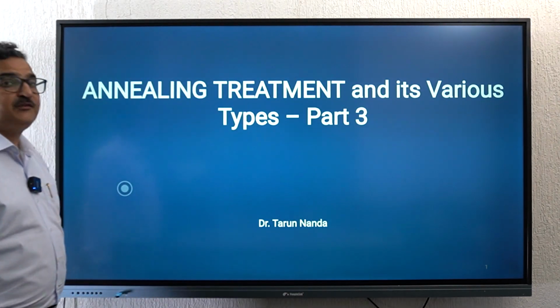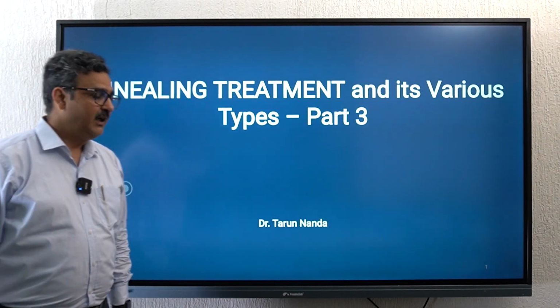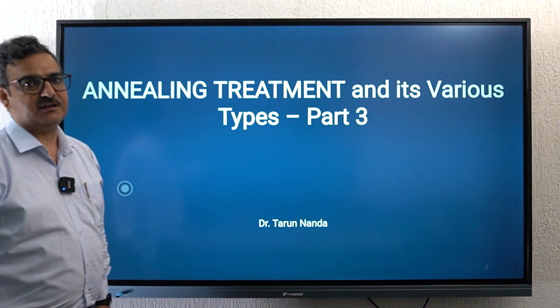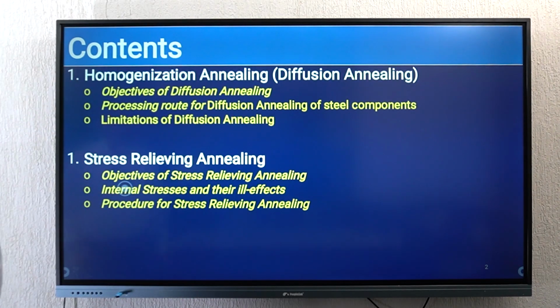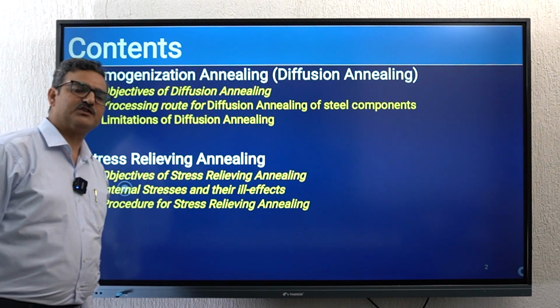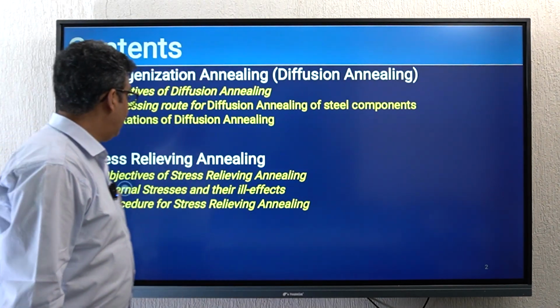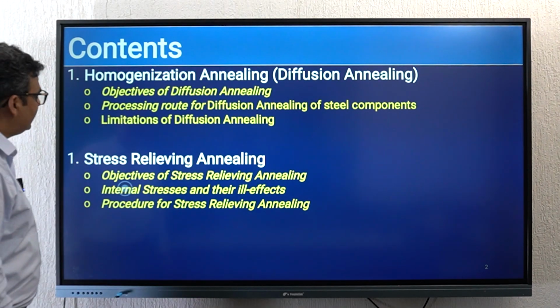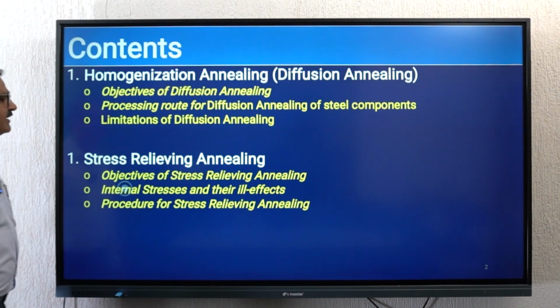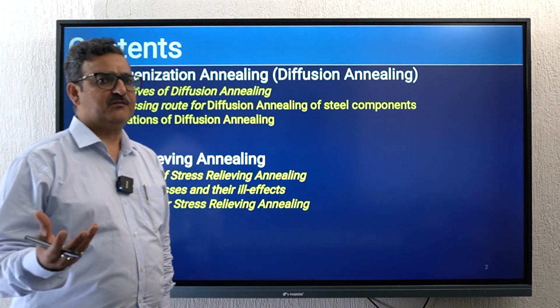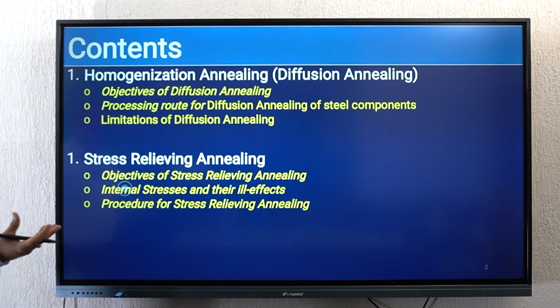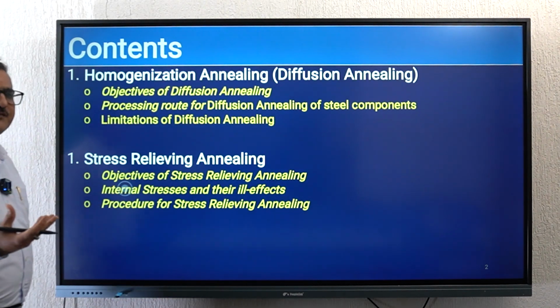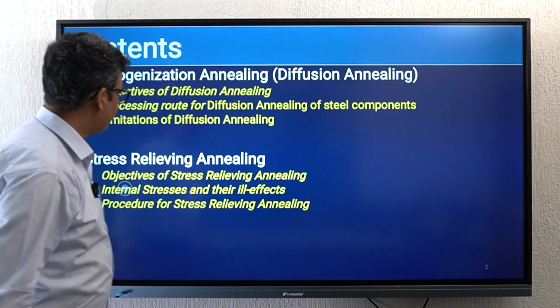One is called diffusion annealing or homogenization annealing, and the other is called stress relieving annealing. So let us see the table of contents. The first type of annealing that I'll take is homogenization annealing, or what is also called diffusion annealing. And the last type of annealing that we like to discuss in these classes is called stress relieving annealing. So the objective of each of these processes, the processing route that is followed for these processes, and some other aspects of them would be discussed in today's class.